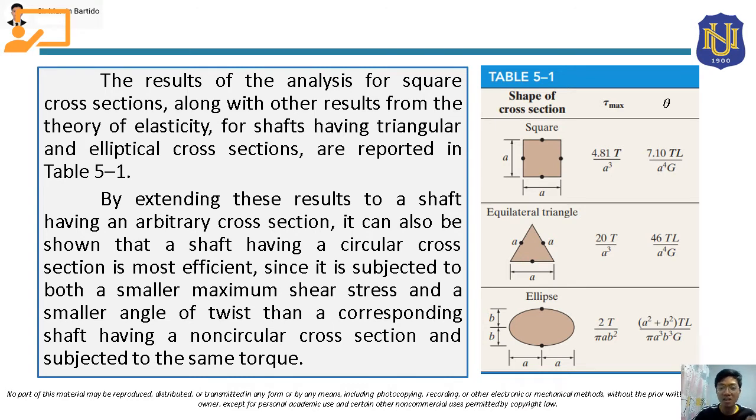Okay, so this is the reason, class, why in most engineering practice we opt to use shafts having circular cross-sections, because it is the most efficient cross-section. So class, we are going to prove that in our computations here in our sample problem. So we will prove that circular cross-section shafts are the most efficient type of cross-section for shafts.